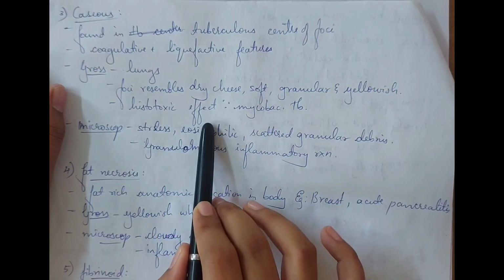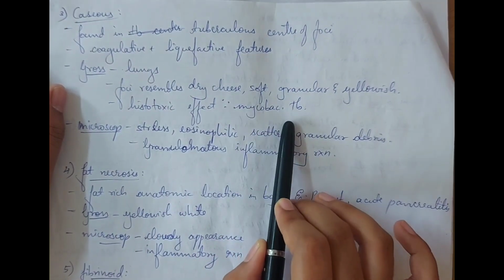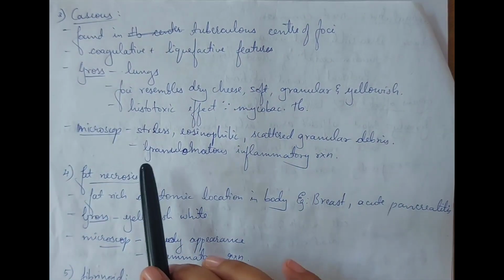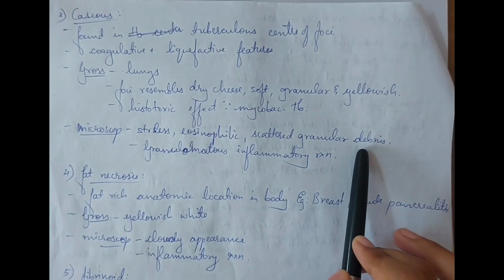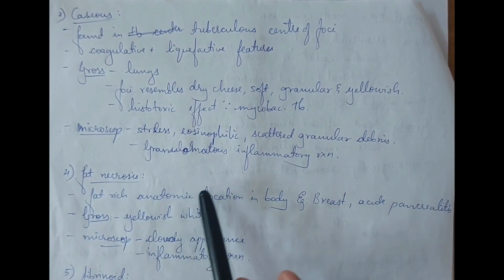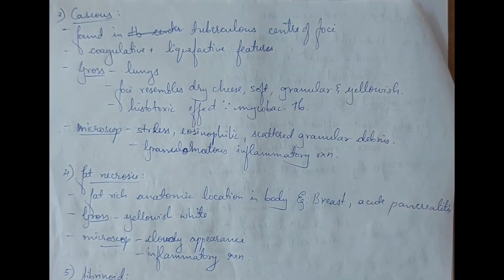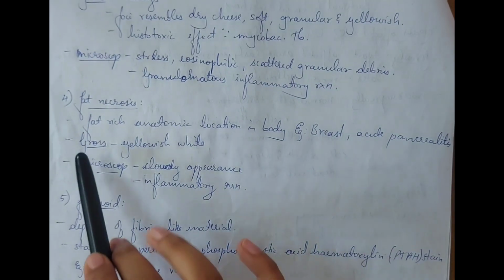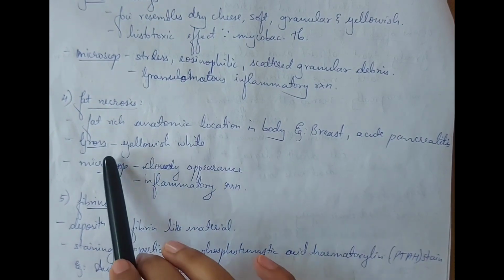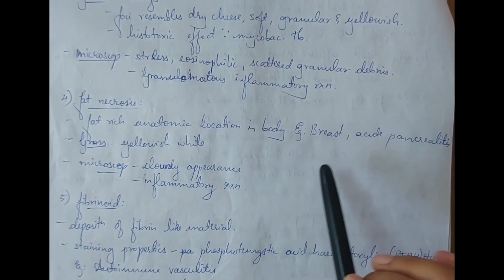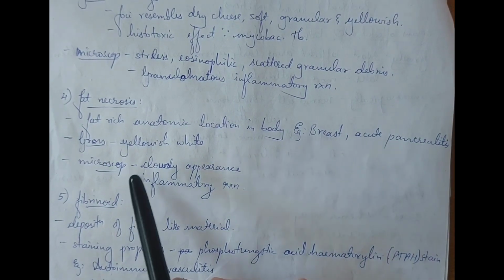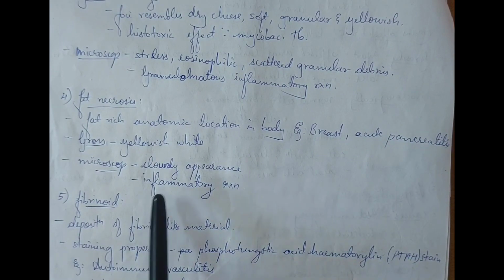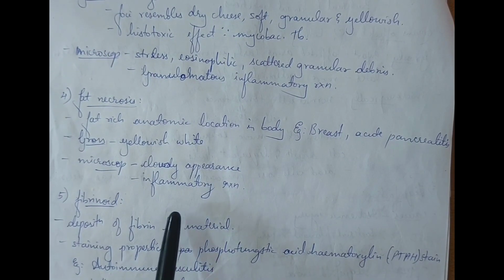The histotoxic effect is due to Mycobacterium tuberculosis. Microscopically, it is structureless, eosinophilic, and scattered granular debris is seen. We can see a granulomatous inflammatory reaction. Moving on to the fourth type, that is fat necrosis. Fat necrosis occurs in fat-rich anatomic locations in the body, for example the breast, and in acute pancreatitis. Grossly, it is yellowish white, and microscopically it has a cloudy appearance and inflammatory reactions are seen.